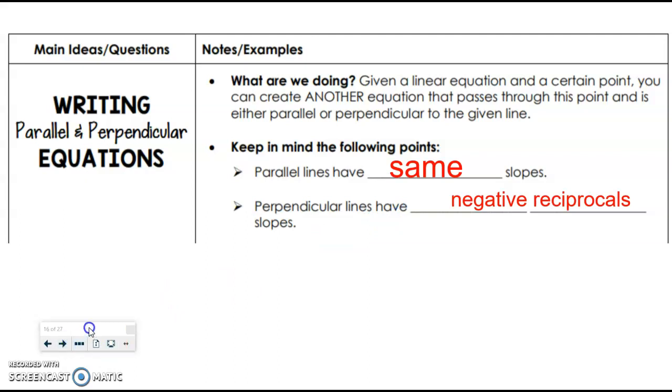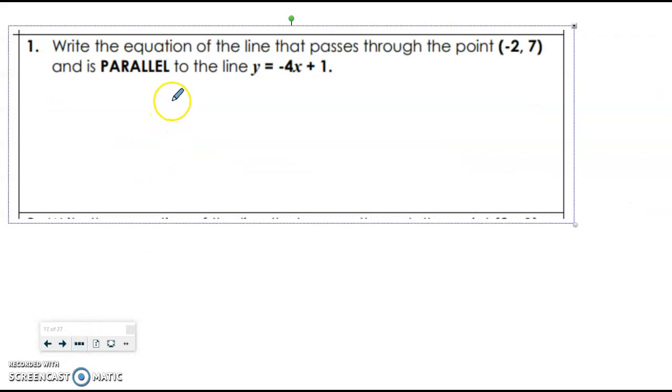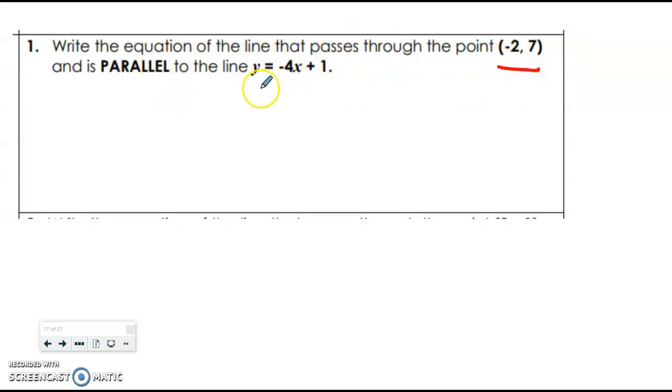So let's look at one example in which we're looking at parallel lines. In that first example, I want to find the equation of a line that passes through (-2, 7) and is parallel to y equals -4x plus 1. So this line's slope is -4. Because it's parallel, that means your new slope for the new line is going to be -4. So I am done with this line. I don't need it anymore. All I needed it for was its slope.